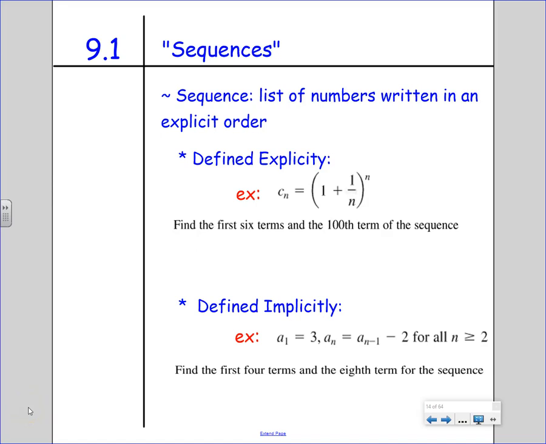Second time's the charm. A sequence is a list of numbers written in explicit order. If they give me that formula, C sub n, actually, in pre-cal it would probably be a sub n, to be honest. What does n stand for? Number, right? Any number? So how about 1.5? That makes total sense.